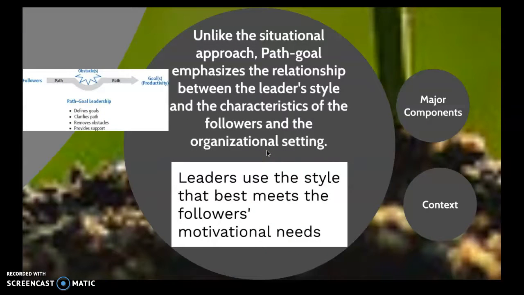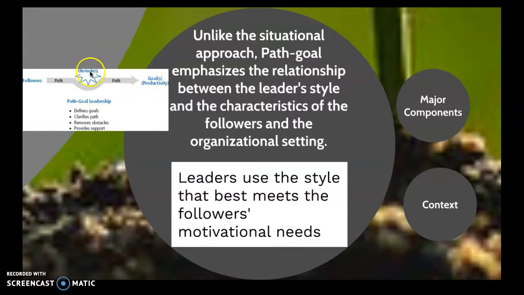So we have path-goal, which represents the relationship between the leader and the followers. So the relationship between the leader's style and the characteristics of the followers and the organizational setting. So here we have a path towards the goal.